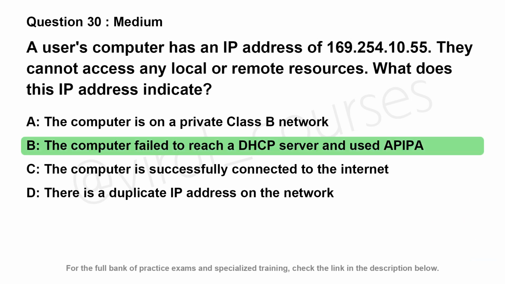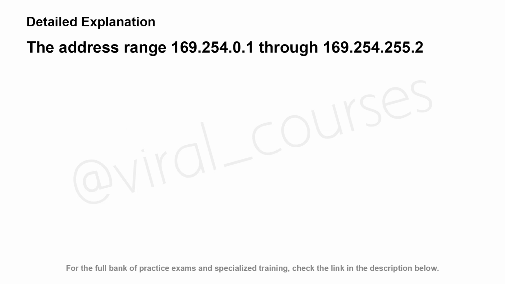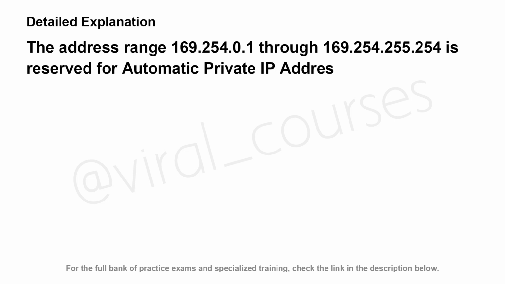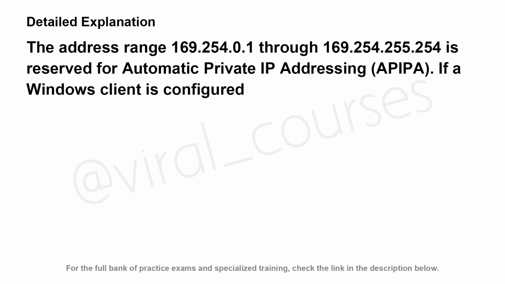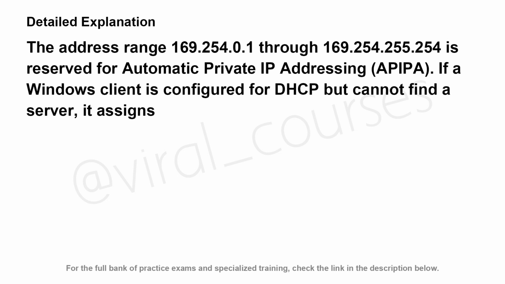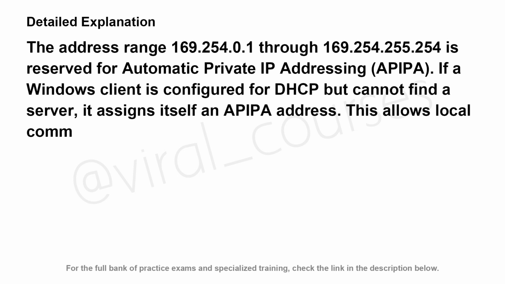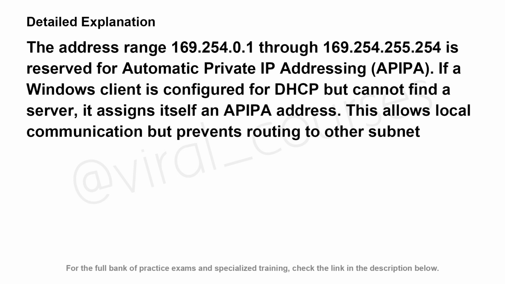The correct answer is B. The address range 169.254.0.1 through 169.254.255.254 is reserved for automatic private IP addressing, APIPA. If a Windows client is configured for DHCP but cannot find a server, it assigns itself an APIPA address. This allows local communication but prevents routing to other subnets or the internet.